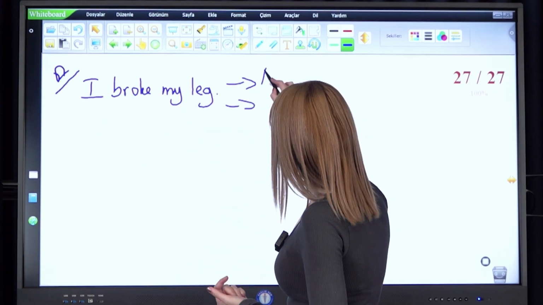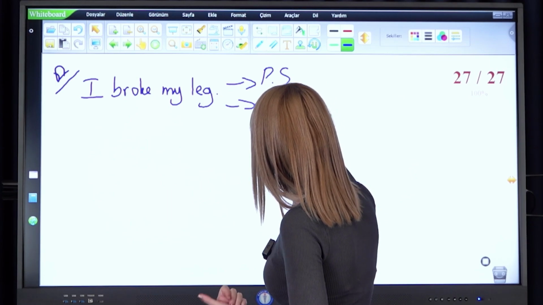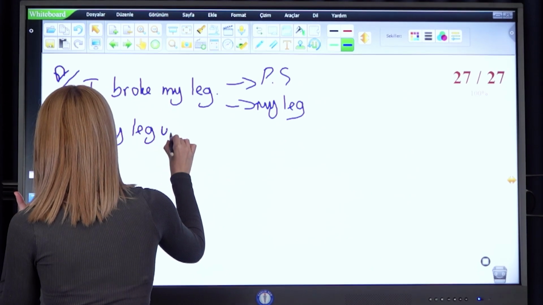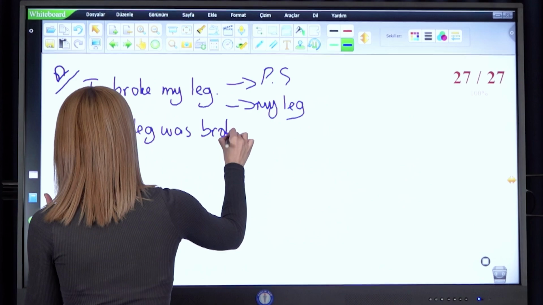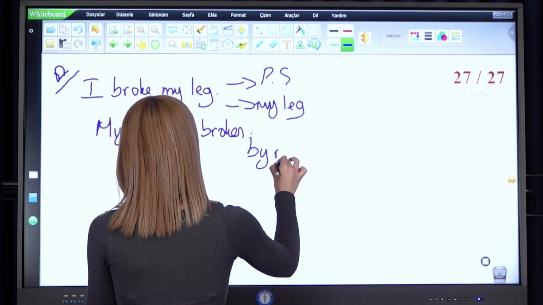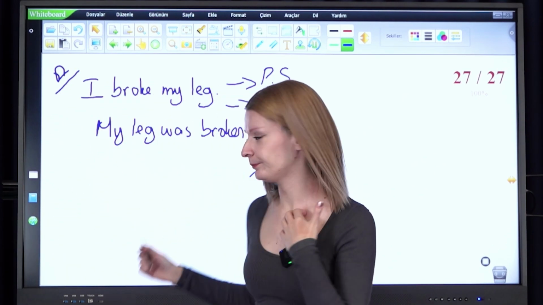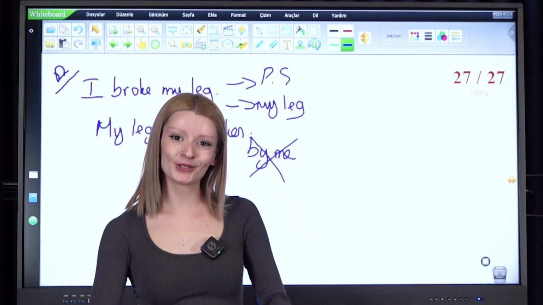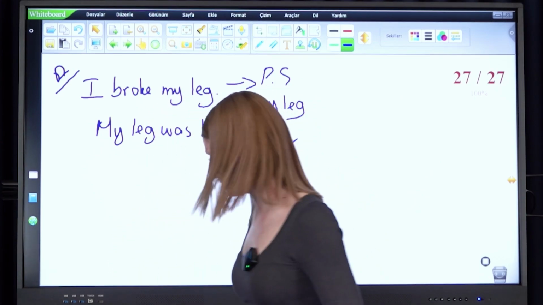My tense is, again, past simple. My object is my leg. My leg was verb 3, broken. But I am not going to use by me. Because if I used by me here, it would mean that I broke it on purpose. So we don't use it.